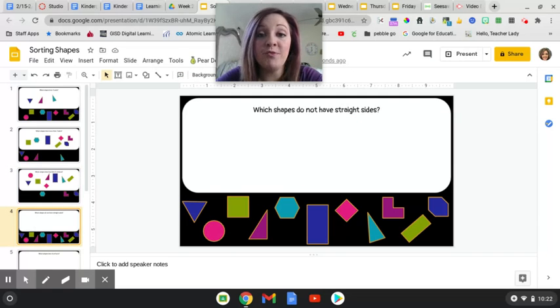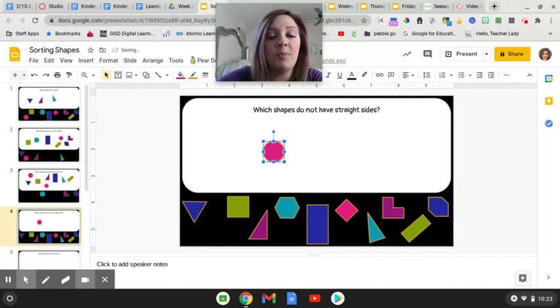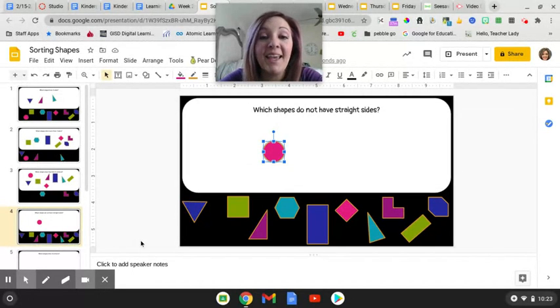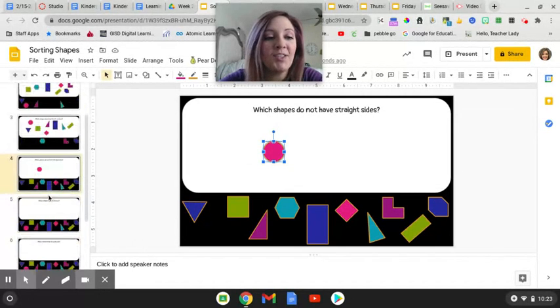Which shapes do not have straight sides or straight lines? I only have one shape that does not have a straight side. That would be my circle. So I'm going to move my circle up into my box. A triangle has straight lines, a square, triangle, a hexagon, rectangle, square, triangle. This shape has straight lines, rectangle, and this shape has straight lines. So the only one that does not have straight sides is my circle. Let's look at our next slide.